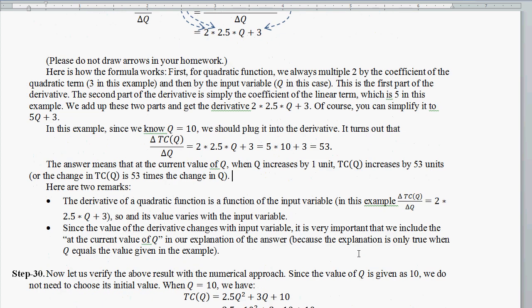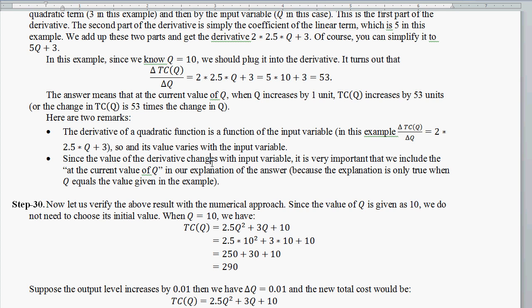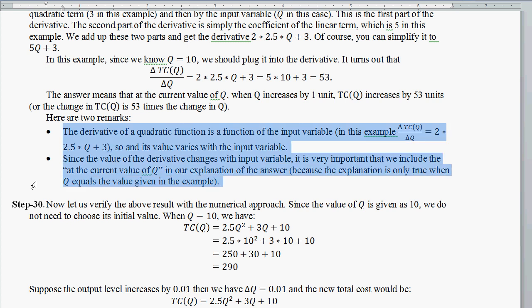Okay, here are 2 remarks. Yes, the derivative of a quadratic function is something like that. Okay, it has a q in it, right? So the derivative changes when q changes. When we have a different q, we have a different derivative value. That's why we want to emphasize this part, at the current value of q. It's the first thing we need to remember. Actually, I just said 2 things at the same time. These 2 remarks are very important. You need to look at them and remember them.